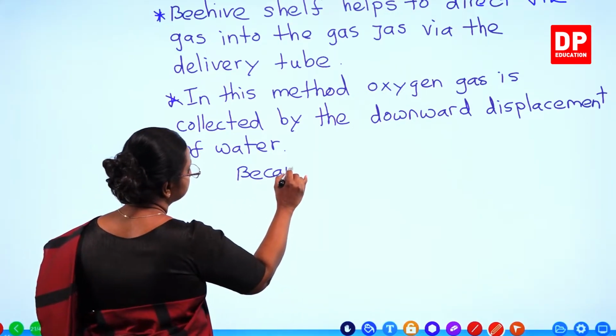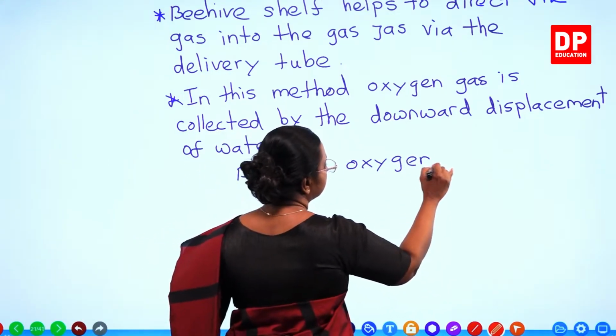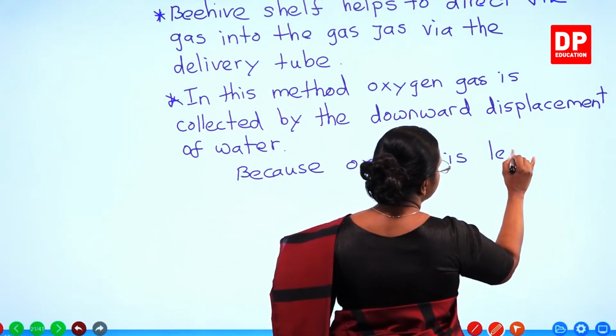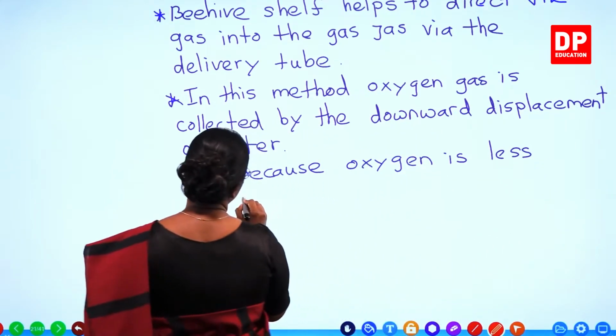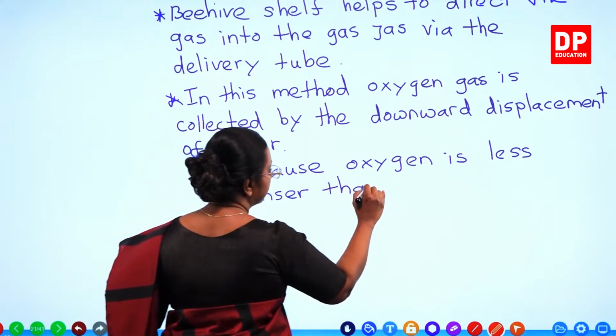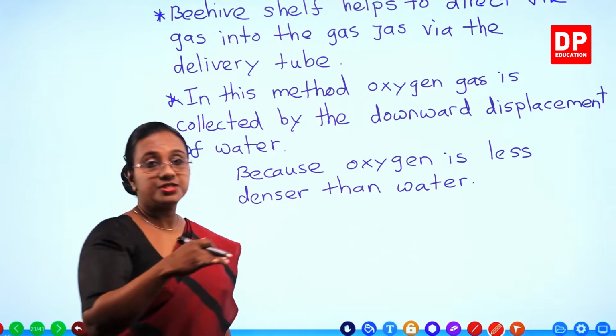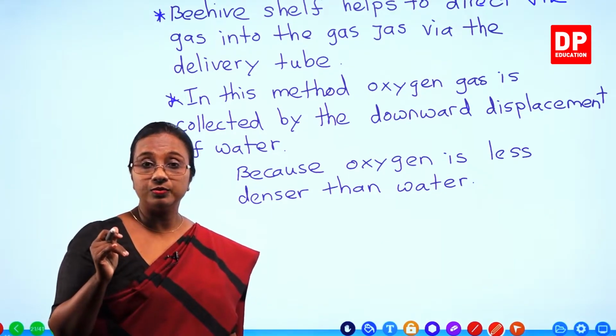Because oxygen is less denser than water, it pushes the water down and gets collected over water.